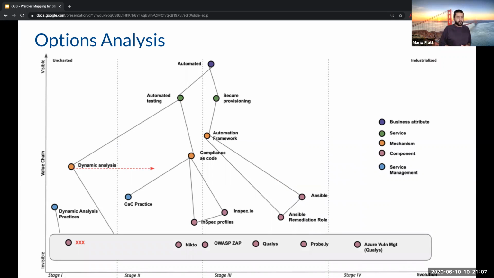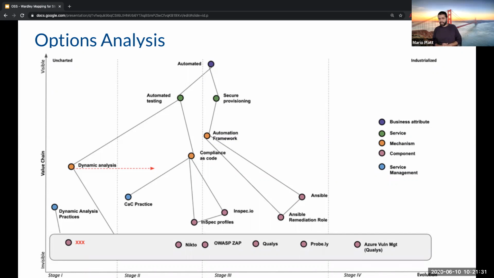This is so about option analysis. This is an example of using a map with a subset structure. At the top, I've got a business attribute, in this case, automated. Then I have some services that are supporting this objective of being automated. So it's both automated testing and secure provisioning. And then we've got some mechanisms.